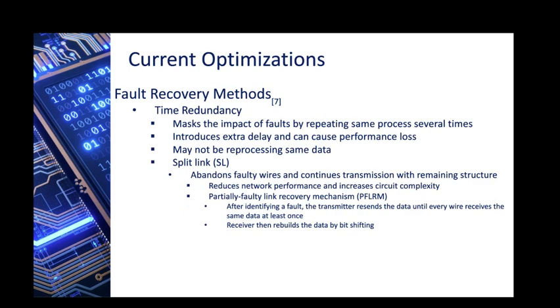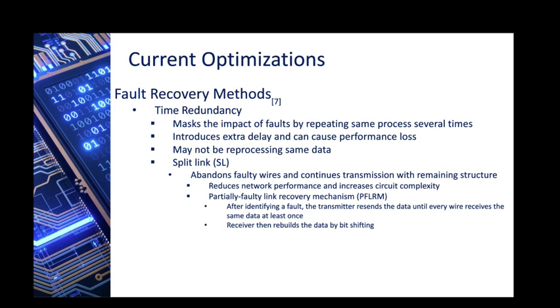In time redundancy, it masks the impact of faults by repeating the same process several times. This introduces extra delay and can cause performance loss, as it may not be reprocessing the same data. The split link abandons faulty wires and continues transmission with the remaining structure. This reduces network performance and increases circuit complexity.